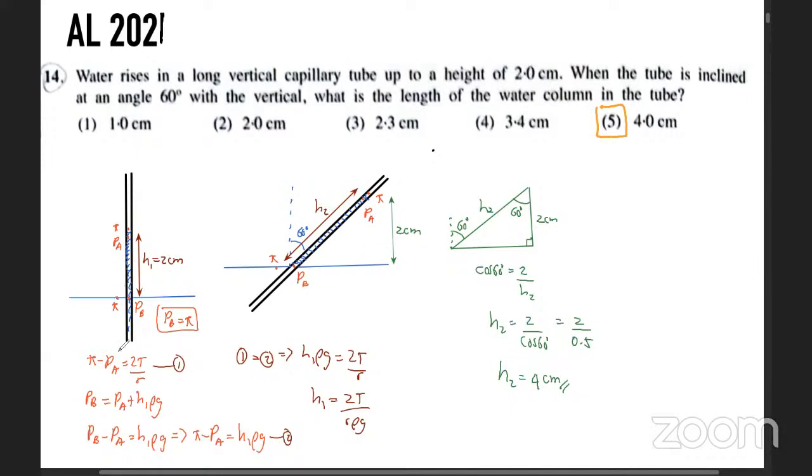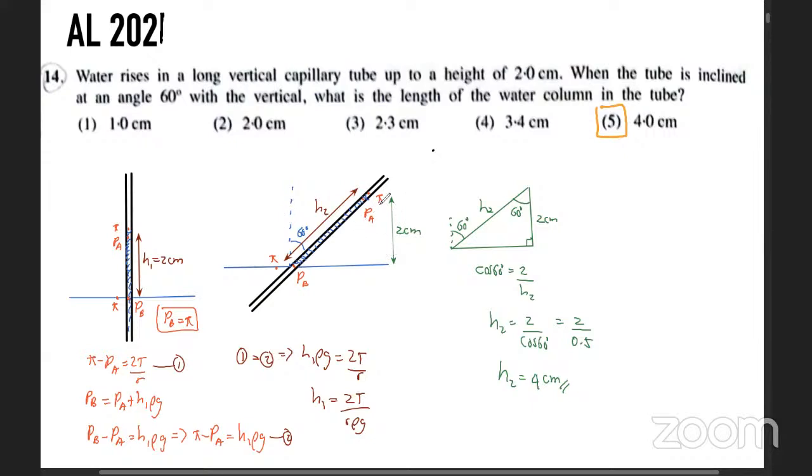If not, you will have to do this again. You will get the same answer. But what you have to understand is when you tilt, nothing changes. The pressure is found based on this vertical height. That's all. So here we put h rho g, but here we don't put this h2 rho g. It is this 2 centimeter into rho g.